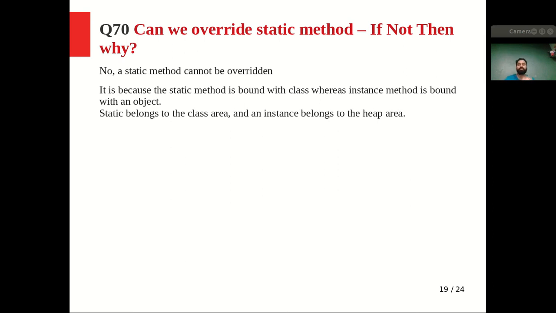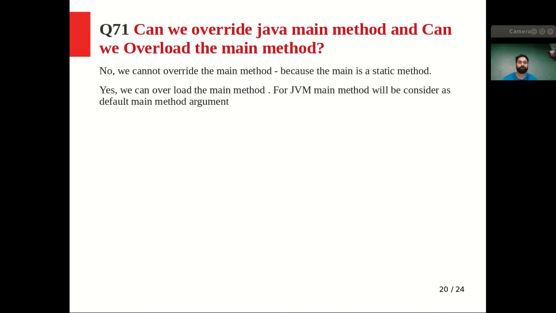The reason is that the static method is bound with a class, whereas an instance method is bound with an object. Static belongs to the class area, and the instance belongs to the heap area, right? So for overriding, because it follows runtime, the binding of the method is decided at runtime by the JVM. So that's why, since static is bound to a class, we cannot override a static method.